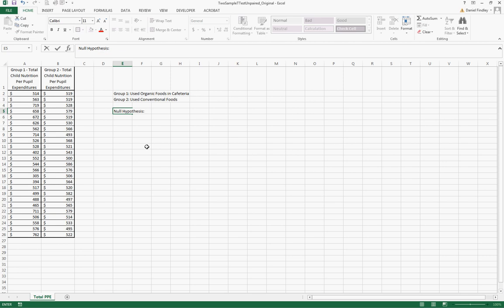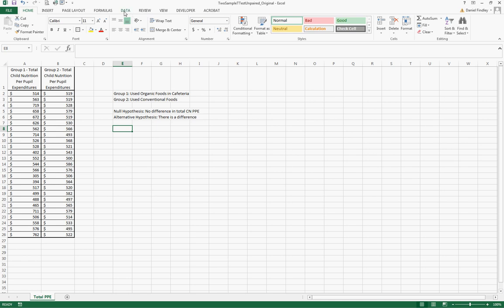So again, the null hypothesis, no difference in total child nutrition per pupil expenditures. And the alternative hypothesis is that there is a difference. So we're going to look at a two-tailed test. We don't maybe come into this knowing which one may be more expensive or cheaper. But again, our basic null hypothesis is that there's no difference in the total child nutrition per pupil expenditure. So this is the total amount that is spent per child through a school year in the child nutrition department.